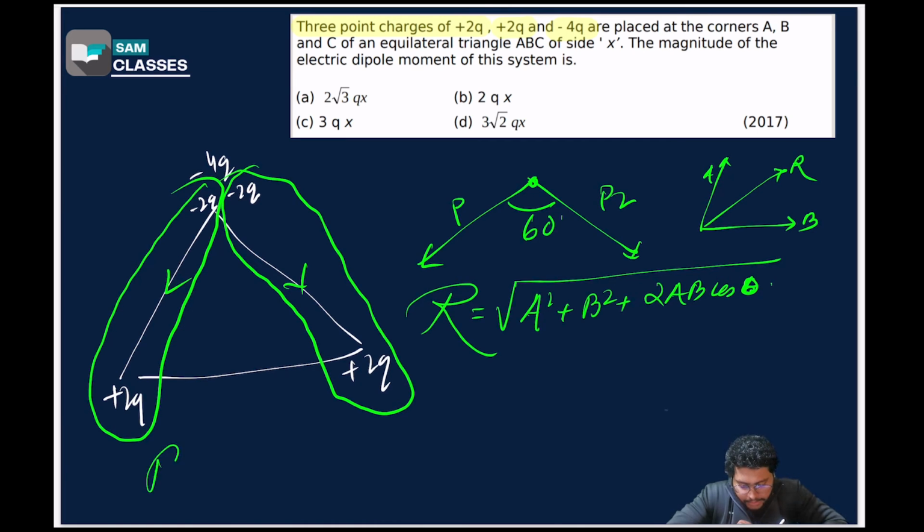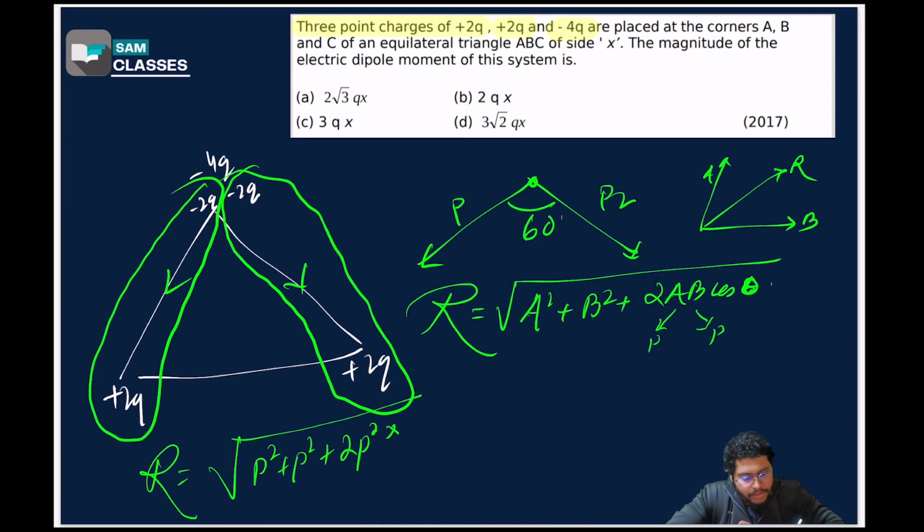So here in this case, the resultant will be root under of P square plus P square plus 2P square cos 60. This is also P and this is also P. Cos 60 is how much, kids? Cos 60 is half, sir. Correct. So what did we get? Root of 3P square, that is equal to root 3 P. Correct. So we got that the resultant is root 3 P.